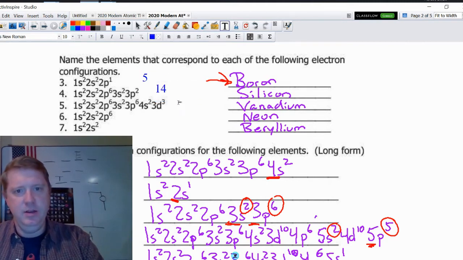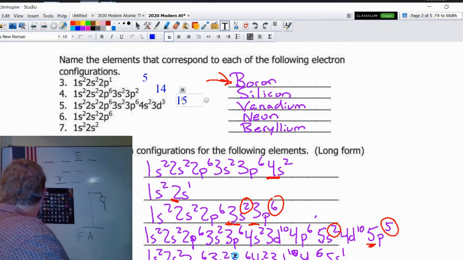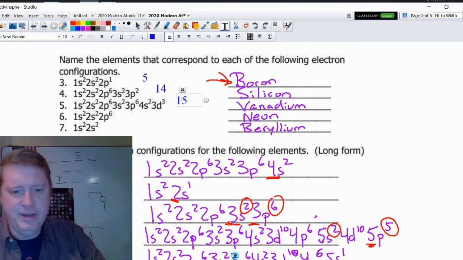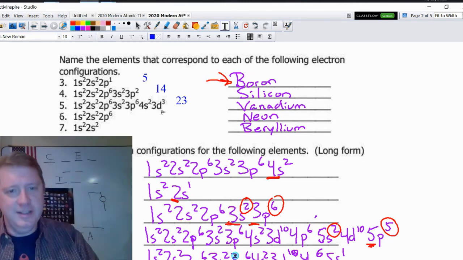That's why that's silicon. And then we have 2 plus 2 plus 6 plus 2 plus 6 plus 2 plus 3, which is 15. No, that's not 15. It's 23. Sorry about that. Whew, my math skills, they're getting shaky. All right, so let's keep going here.